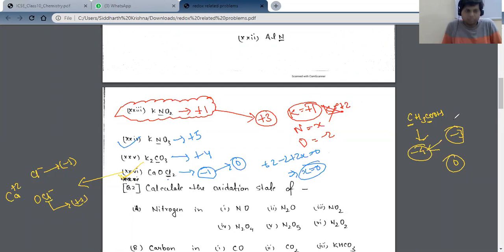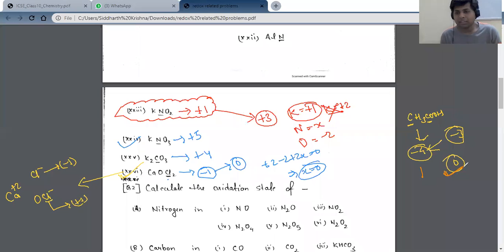Sir, this is 0. So the first carbon should be minus 3, sir. First carbon is minus 3. I also will minus 3. Yes, sir. Okay. Both the carbon is 0. Overall, carbon is having 0.